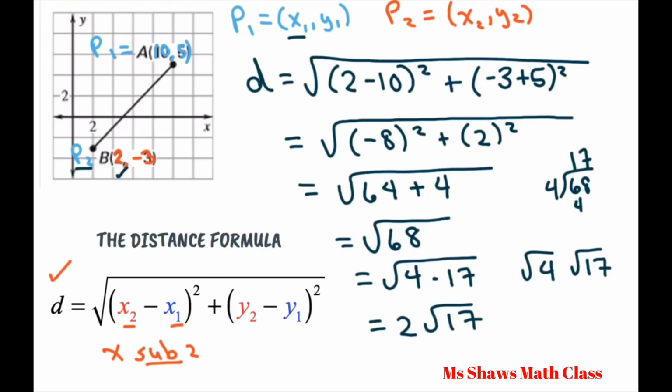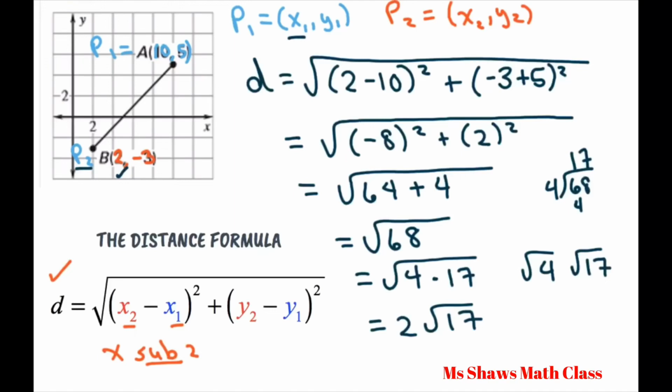Now let's see if we can simplify that. I think 4 goes into 68. Let's see, 17 times 4. So I can reduce this as 4 times 17. And that's going to be square root of 4 times the square root of 17, which equals 2 square root of 17. Okay, the next ones are going to go a little faster.